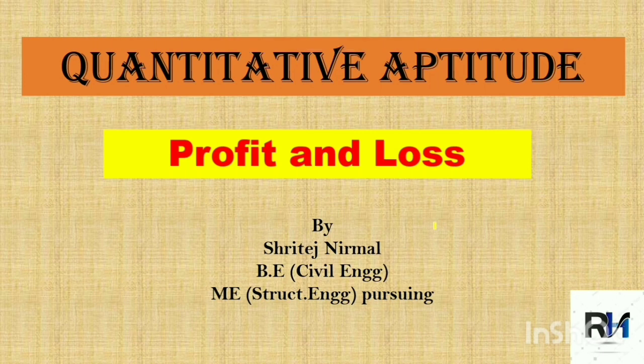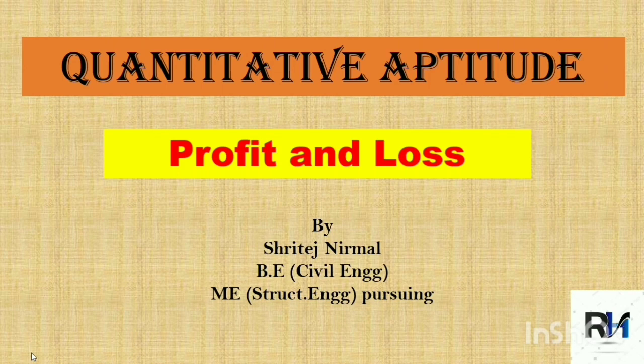Till now in the profit and loss chapter, we have covered the two basic conditions. Also we have discussed the problems on it. In the previous video, we discussed an important condition in profit and loss, that is the dishonest dealer condition. So if you have not watched the previous video, please do watch it. The link is provided in the description box.